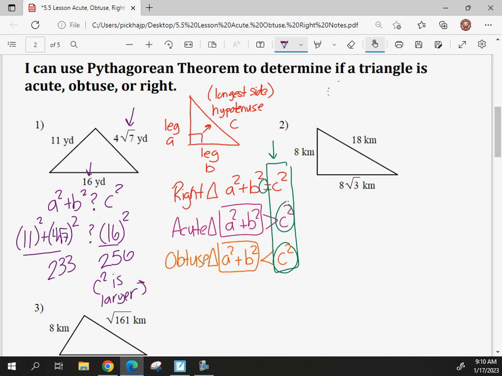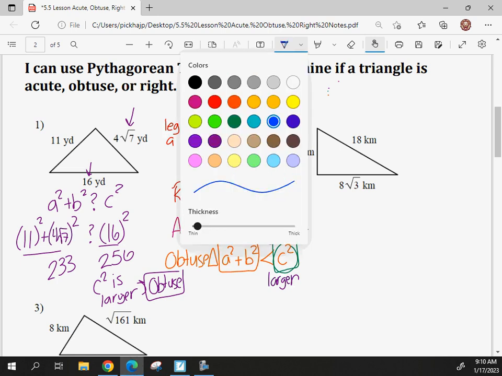Our word for large in triangles, when we're talking about their names, means they are obtuse, and so this is an obtuse triangle. C squared is larger, so it's obtuse. So I'm going to go ahead and make a note here. When c squared is larger, it's obtuse. When c squared is smaller, it's acute. When c squared is equal, then it's right. So let's try another one.